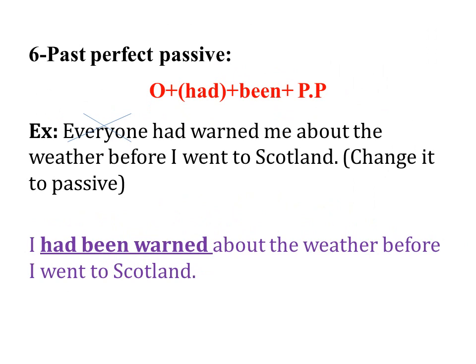Finally, number six, past perfect passive. See this pattern: object, had been, past participle. Let us see this example: everyone had warned me about the weather before I went to Scotland. Change it to the passive. At the beginning, we remove everyone because it's the subject of the sentence, to become: I had been warned about the weather before I went to Scotland.